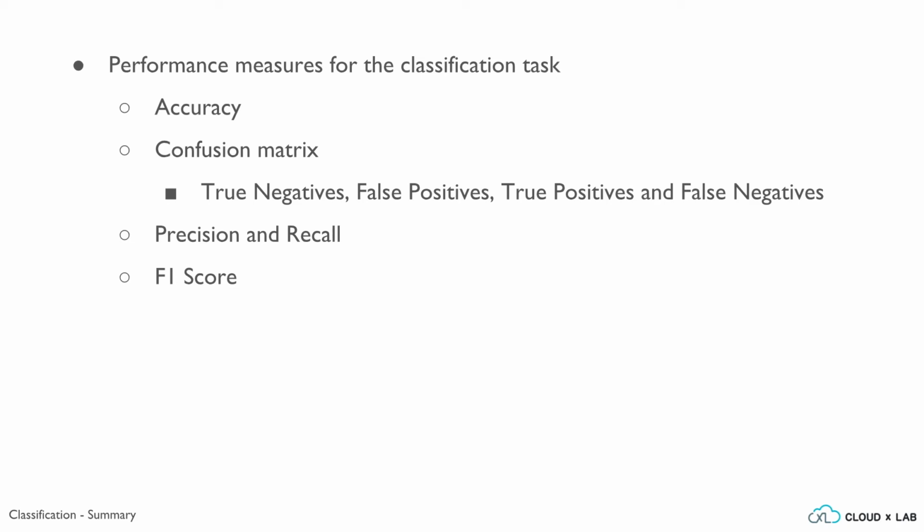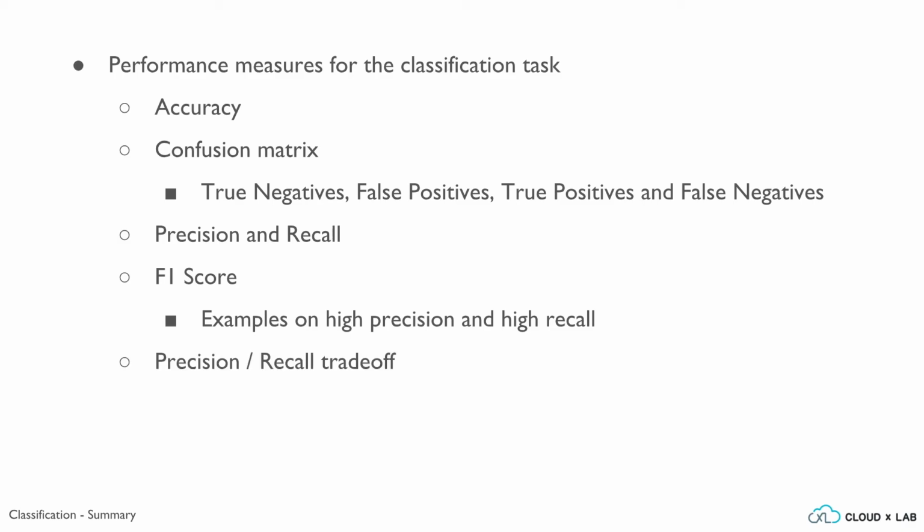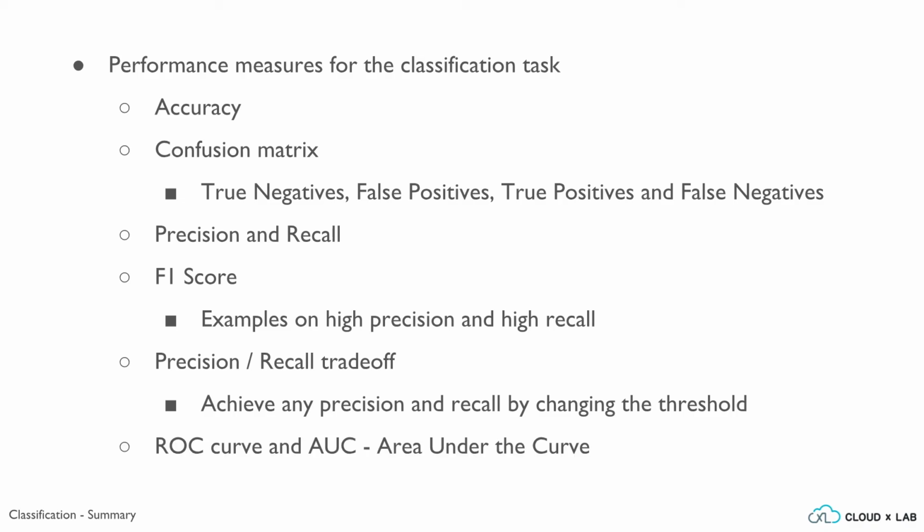Then we went through some examples where we require high precision and high recall. Then we learnt about precision recall trade-off. Increasing the precision reduces the recall and vice versa. Then we learned that we can achieve any precision and recall value by changing the threshold. Then we learnt about ROC curve and area under the curve. ROC curve can be used to measure the performance of various classifiers. The perfect classifier has the area under the curve as 1.